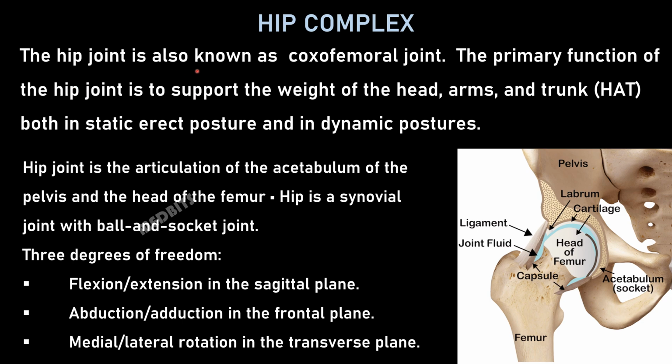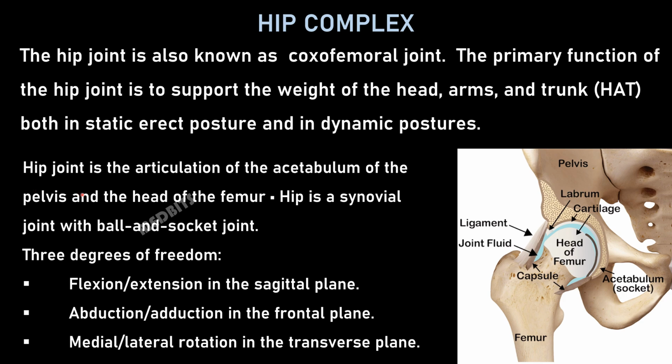Now the hip joint is also known as the coxofemoral joint. The primary function of the hip joint is to support the weight of head, arms and trunk. You can remember it as HAT, both in static erect posture and in dynamic postures. Please try to write the exact words, because the examiners keep a blueprint to check whether you're writing the specific words that they want to see on the paper. If you add something in your own words, it may not work. So you'll have to write that it's a coxofemoral joint, and that the primary function is to bear the weight of arm, head and trunk.